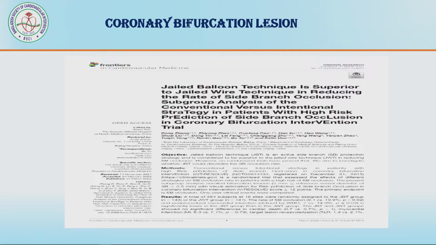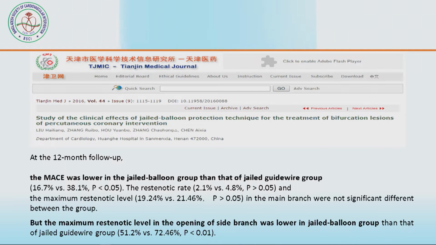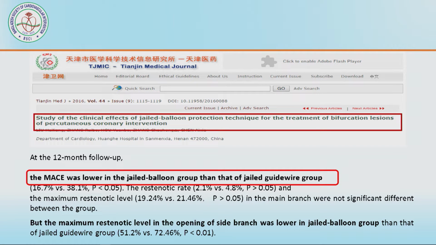And this is the literature published in 2022. Just this year, they have shown the jailed balloon technique is superior to the jailed wire technique in reduction of the rate of side branch occlusion. And this is the one, BMC, a large study, the CIT RESOLVE trial. They have also shown the superiority of the jailed balloon technique over the jailed wire technique in provisional stenting of bifurcation lesion. This is also from China, Tianjin Medical Journal. They have done 12 months follow-up. They have shown that MACE is lower in the jailed balloon group than the jailed wire group.